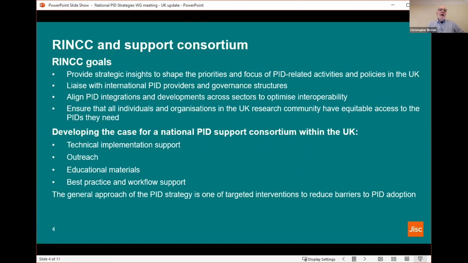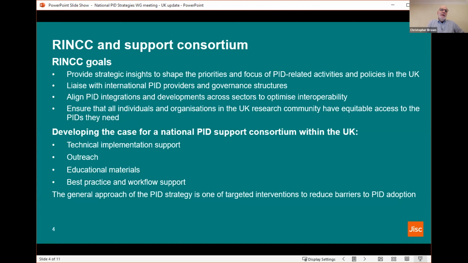The RINC has been established, like I said, with 2 meetings. But it's not just about getting people together to have meetings to talk about how great PIDs are. It's really about providing strategic insights, trying to shape the priorities and focus of PID-related activities and policies from the UK through this governance structure, liaising with national and international PID providers, and aligning PID integration developments across sectors. The focus is adoption and integration, and interoperability across systems is important. We want to give everyone equitable access to the PIDs they need. We feel that setting up the RINC is a way to do that.